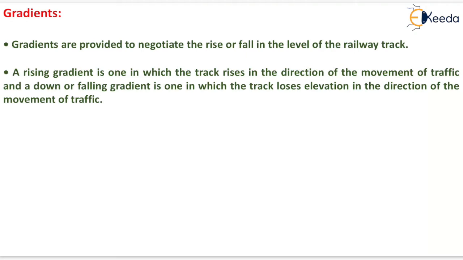Now the next topic is the gradient. Gradients are provided to negotiate the rise or fall in the level of the railway track. A rising gradient is one in which the track rises in the direction of the movement of traffic, and a down or falling gradient is one in which the track loses elevation in the direction of the movement of traffic.